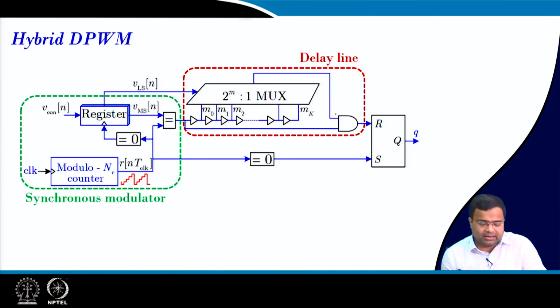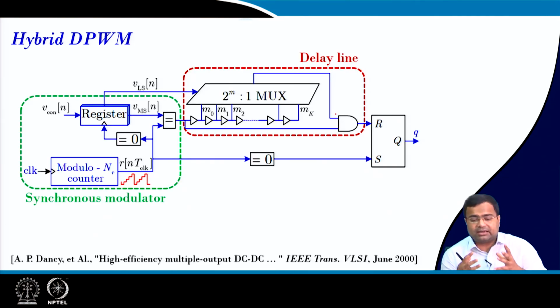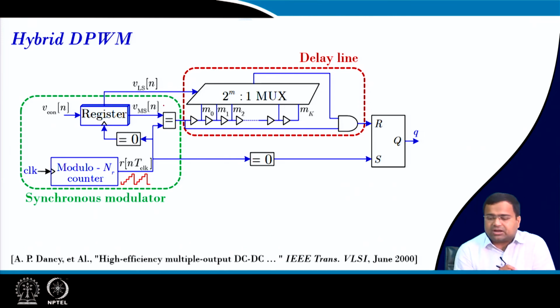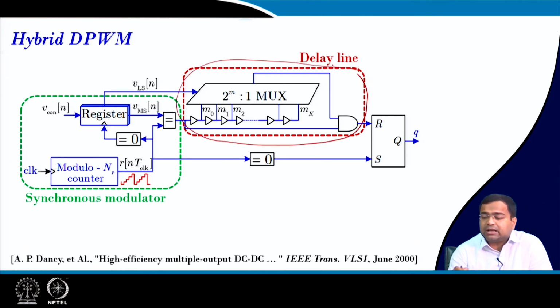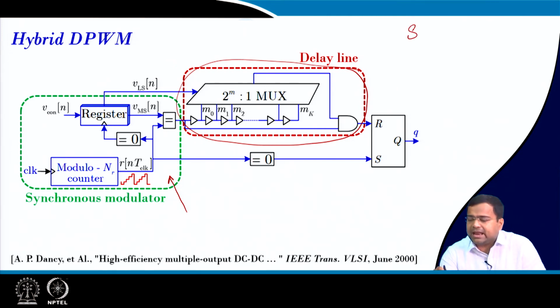Again, from the same group, it turned out to be another architecture which is hybrid. That means you can use two structures. One is the delay line, which will reduce the clock frequency requirement, but it will give a fine-tuned resolution. But the coarse resolution can be achieved by the counter, because suppose we need an 8-bit DPWM.